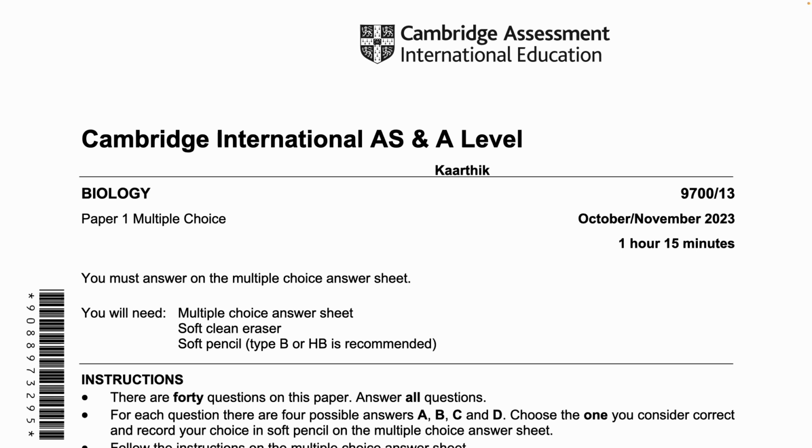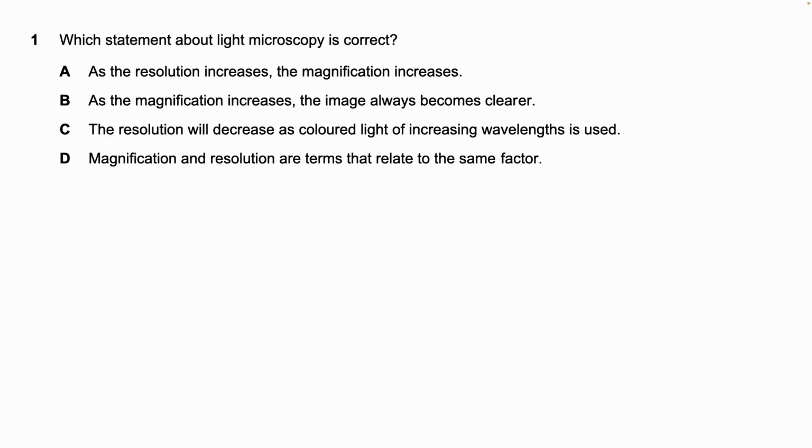Hello friends, today we are going to solve 970013 October-November 2023. So first question, which statement about light microscopy is correct? The options are, as the resolution increases, the magnification increases. There is no relation that magnification increases with resolution. So magnification is something which makes the object bigger, and resolution is something how clearly we see the object.